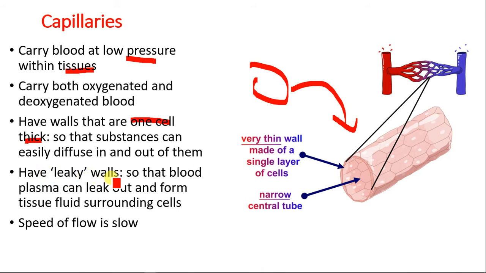They have leaky walls. Take note of this because when we look at the lymphatic system, I'll explain this in detail. It has leaky walls so that blood plasma, the liquid component of the blood, can leak out and form what is known as tissue fluid surrounding the cells. The speed of flow is slow. This tissue fluid is part of what will now be in the lymphatic system.